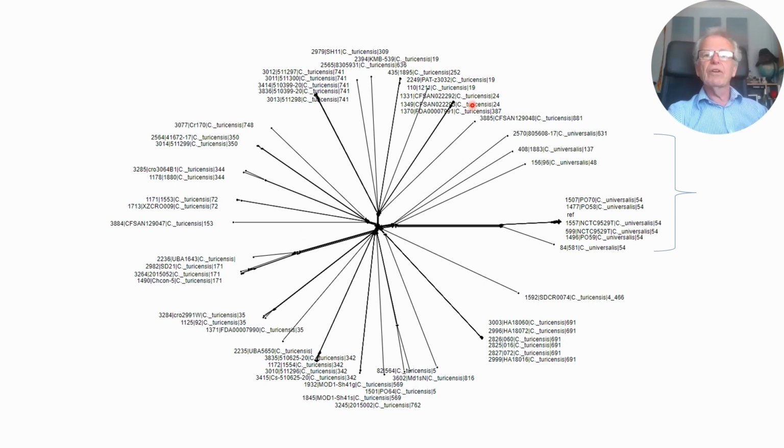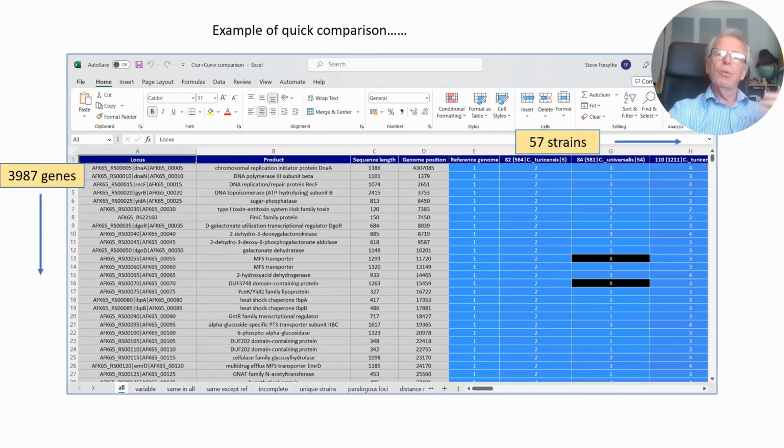We've got the Cronobacter tersiensis here, and we've got the universalis here. So we would expect those strains of that species to be bunched together and not dispersed amongst the tersiensis. So very easy to do. As I say, it took 15 minutes to analyze 57 genomes. Now that's a nice picture, but it's not really informative. What you want to do is to go to the Excel spreadsheet.